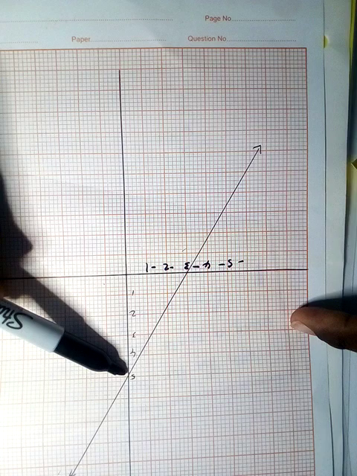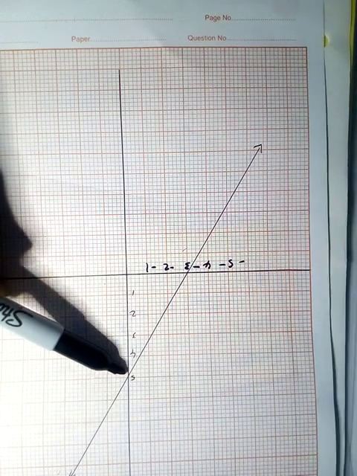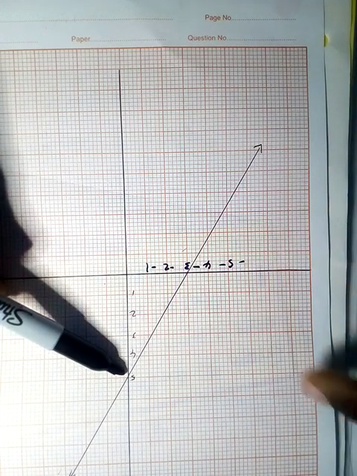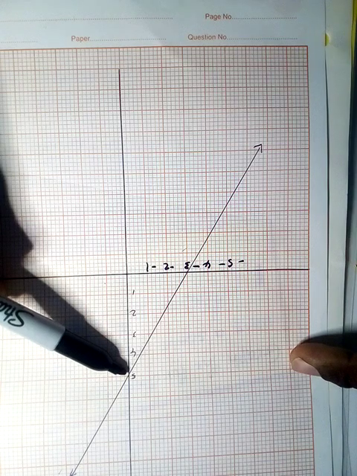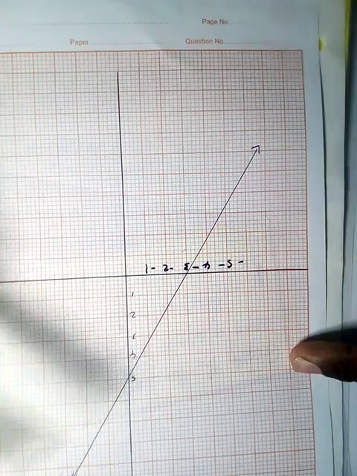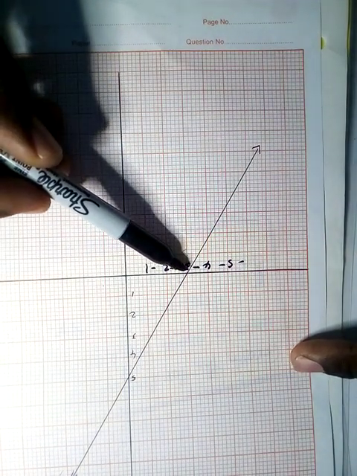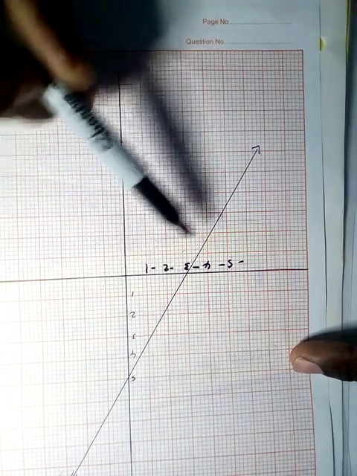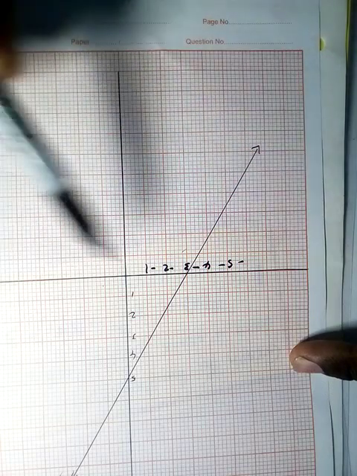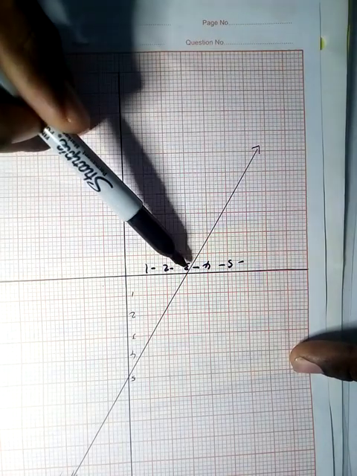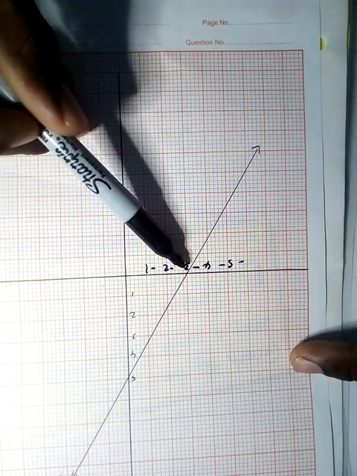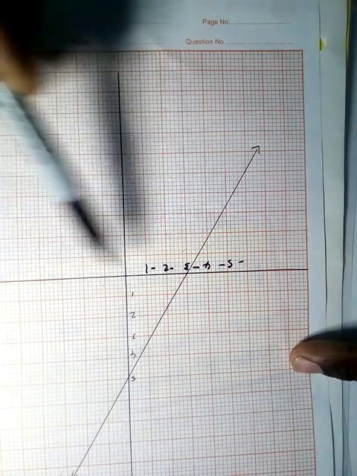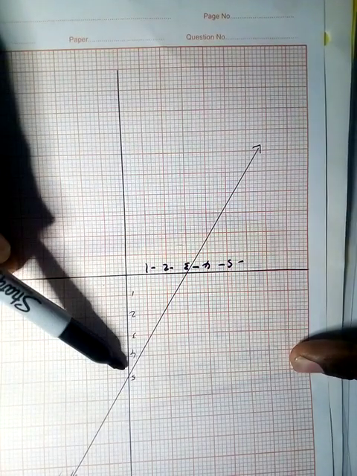So if they ask you for the y-intercept, it's which value on the y-axis the graph crosses. And here the answer or the solution will be positive 5. If they ask you for the x-intercept, it's which number on the x-axis the graph crosses. And in this case, the graph crosses at negative 3. So the x-intercept would be negative 3 and the y-intercept would be positive 5.